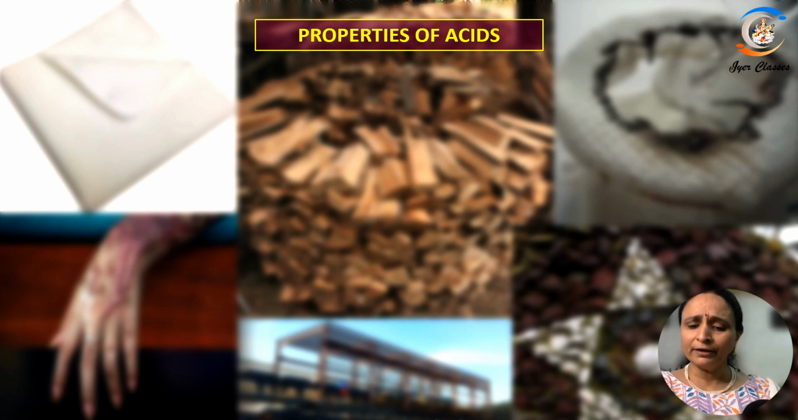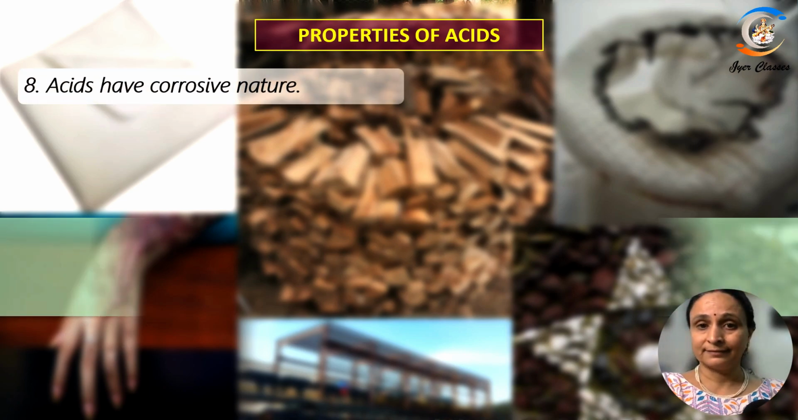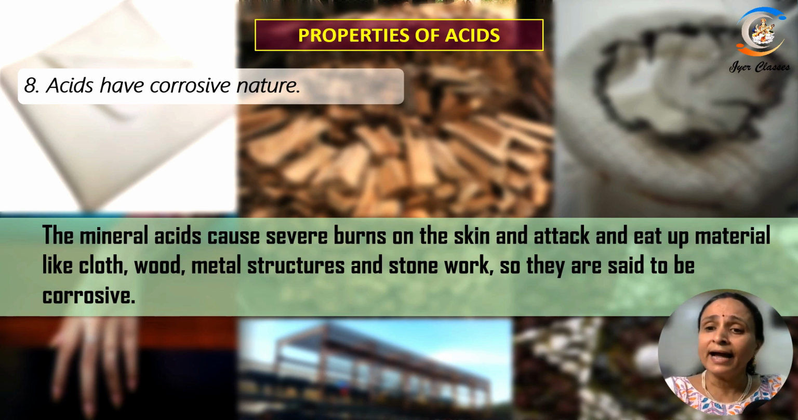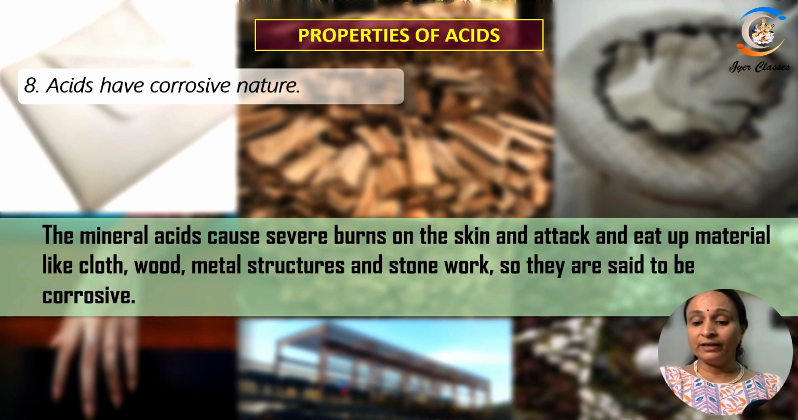Acids are very corrosive in nature. The mineral acids cause severe burns on the skin, attack and eat up materials like cloth, wood, metal structures, stone. Very corrosive, very dangerous. You have to handle acids very carefully, right? So the 8th property we have about acids is that they are very corrosive in nature, right? So let us now revise all the properties of the acids one by one.